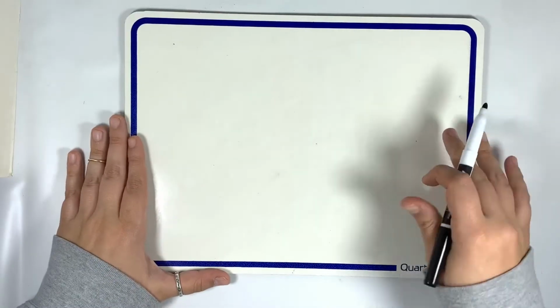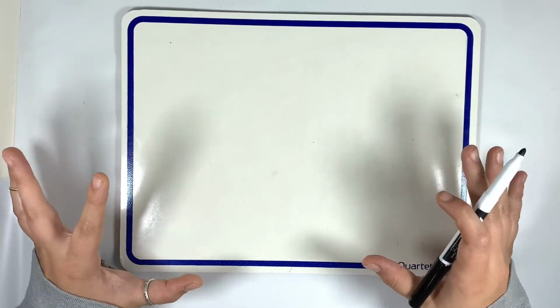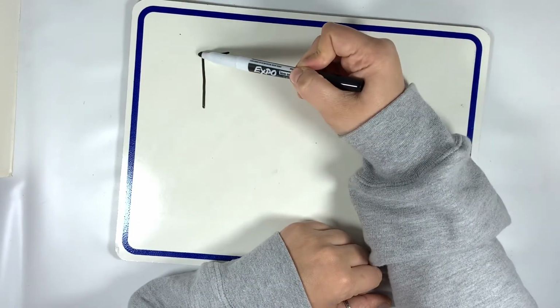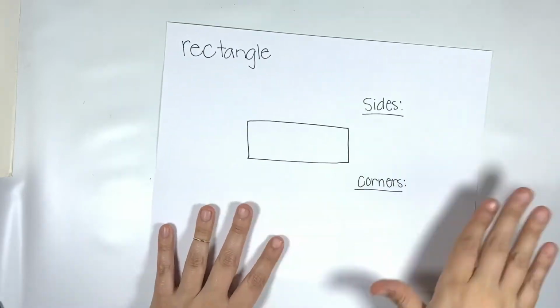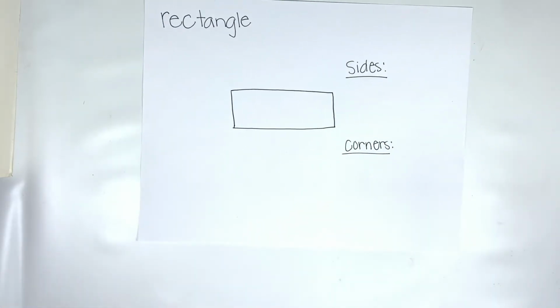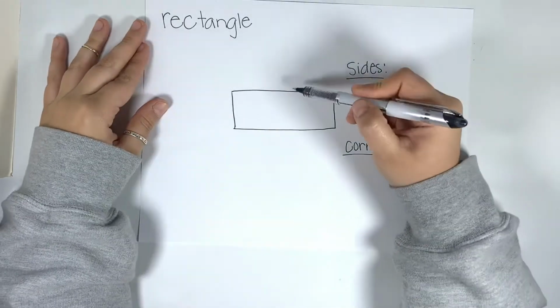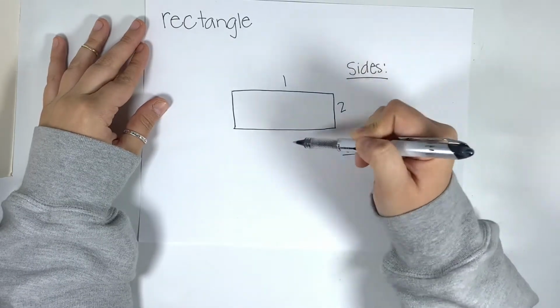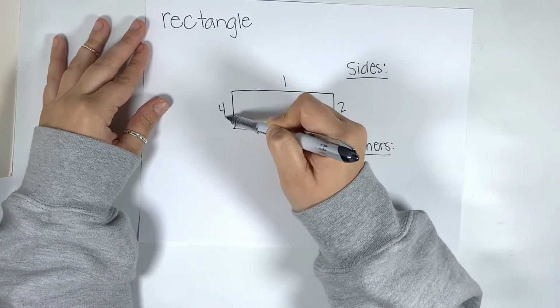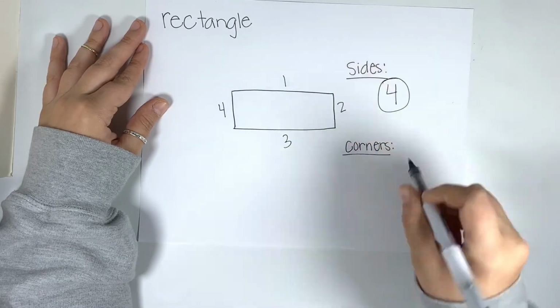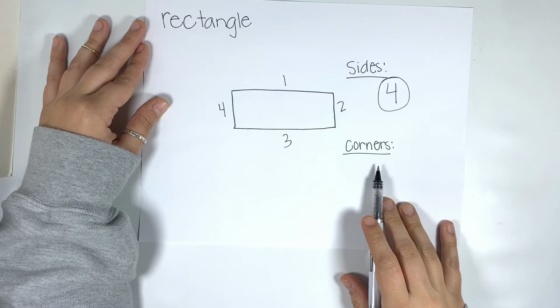The next thing we want to talk about are corners. Corners are when there are two straight lines coming together at a point. So I've drawn a rectangle here, and this should be review. Let's count how many sides are on this rectangle. Count with me. We have 1, 2, 3, 4. So a rectangle has 4 sides.